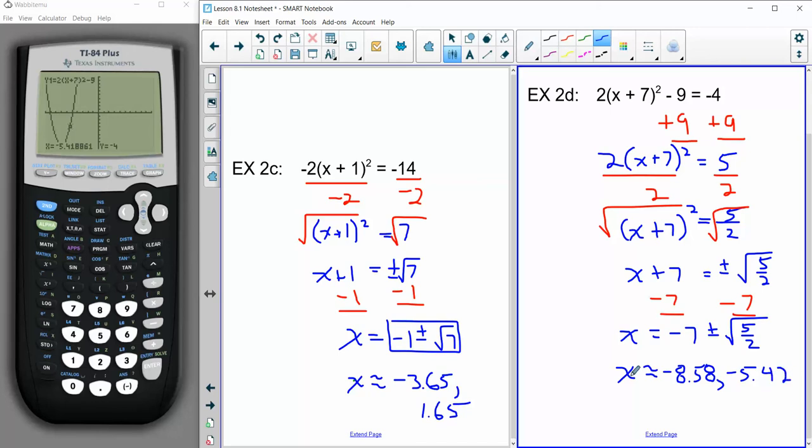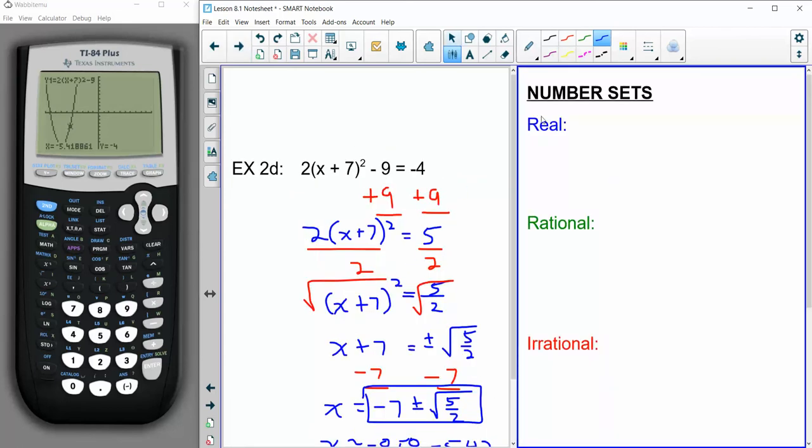Those are the approximate solutions. The exact solution is right there: negative 7 plus or minus the square root of 5 over 2. Okay, lots of calculator work. We have solved equations like this kind of before. All right, let's define some number sets.